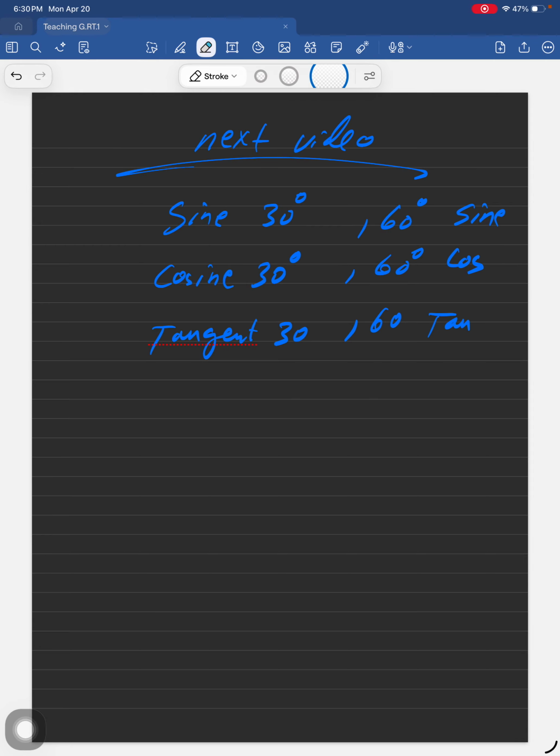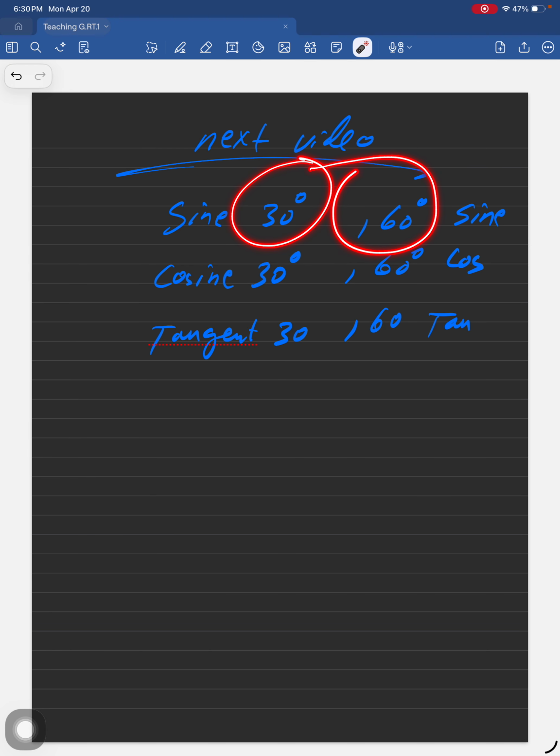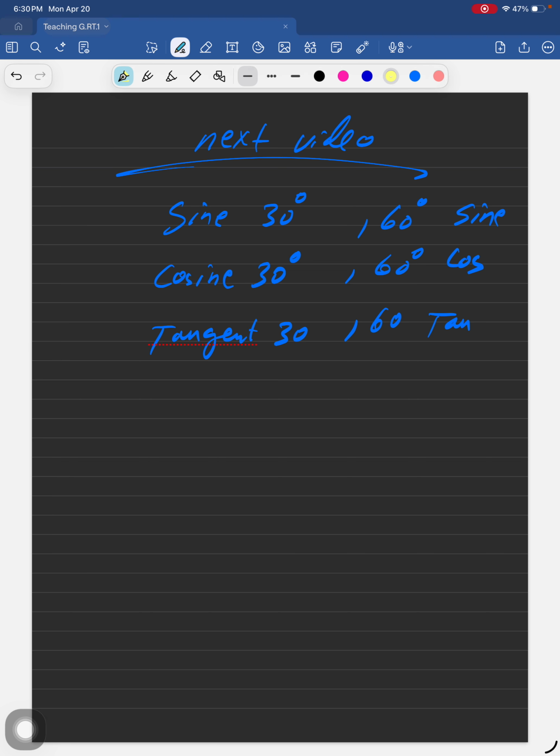Hello everyone. As we reach the end of the previous video, we will now start explaining the idea behind the sine, cosine and tangent of the angles 30 degrees and 60 degrees. To do this, let's talk about an expression that could help you remember the relationship of sine, cosine and tangent, as follows.